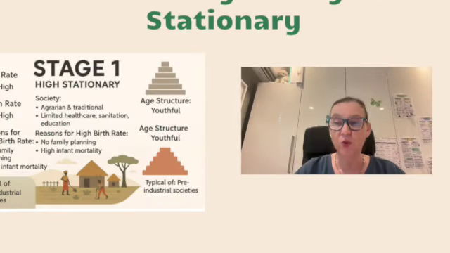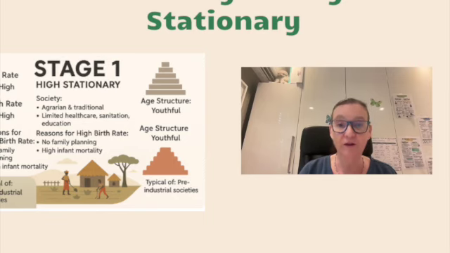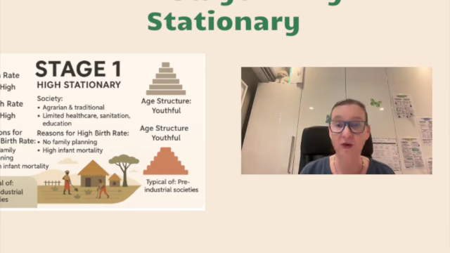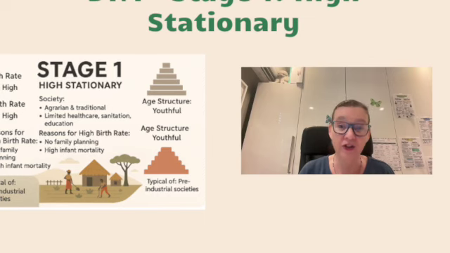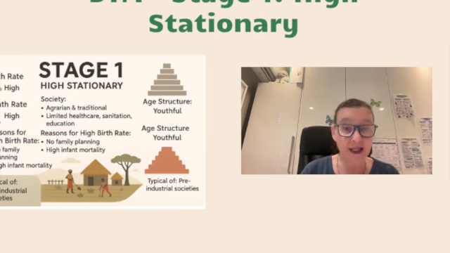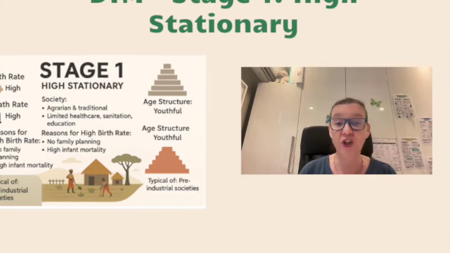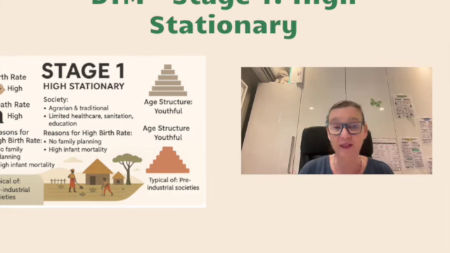Let's start with stage 1 of the demographic transition model, also known as the high stationary stage. In this stage, both the birth rate and the death rate are very high, which means the overall population growth is slow and stable. What's society like here? Well, in stage 1, societies are agrarian and traditional, relying on subsistence farming and simple tools. There's limited healthcare, poor sanitation, and very little access to education, which keeps both birth and death rates high.